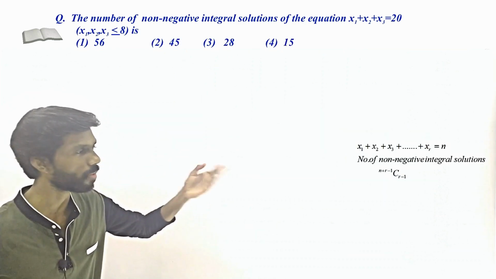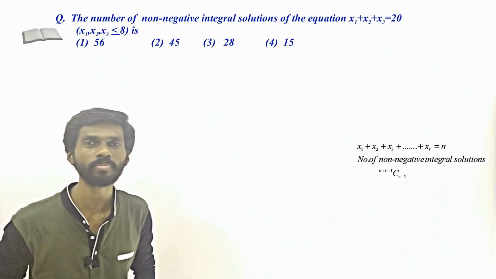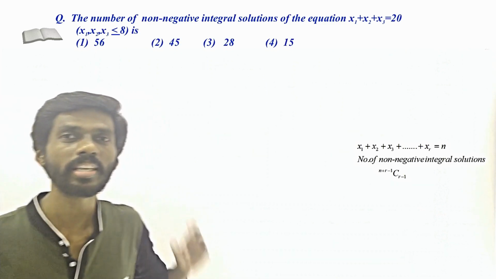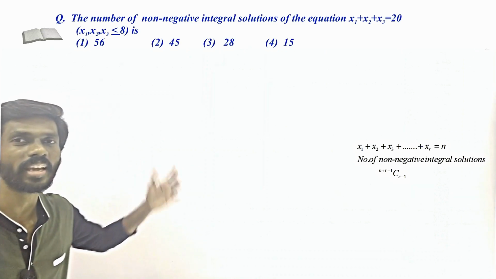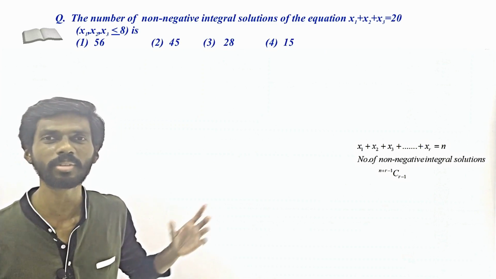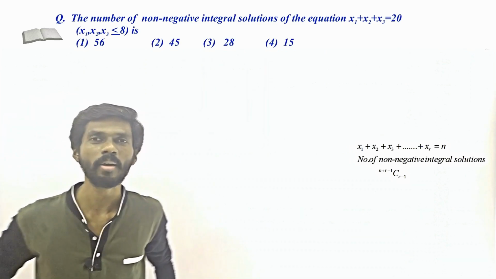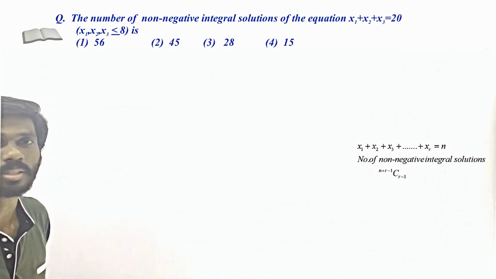So we have a formula for the number of solutions of an equation like this, n plus r minus 1 c r minus 1. But here in this question, the upper limit is given. No value should exceed 8, and that makes the question a little difficult. Alright, so there are two methods for solving questions of this type when the upper limit is given. When the lower limit is given, there are easier ways to deal with that. But when the upper limit is given, we can do it by these two methods.